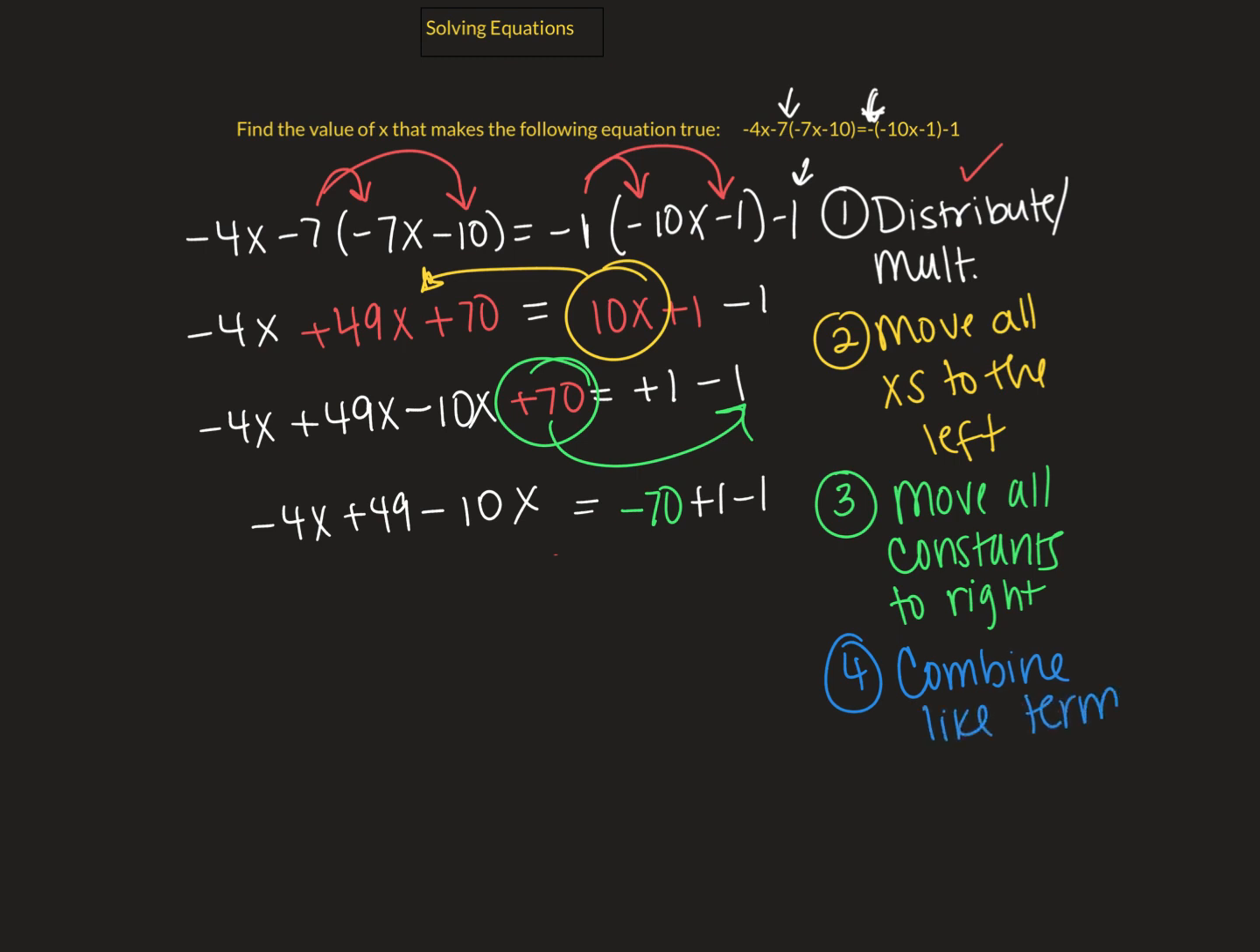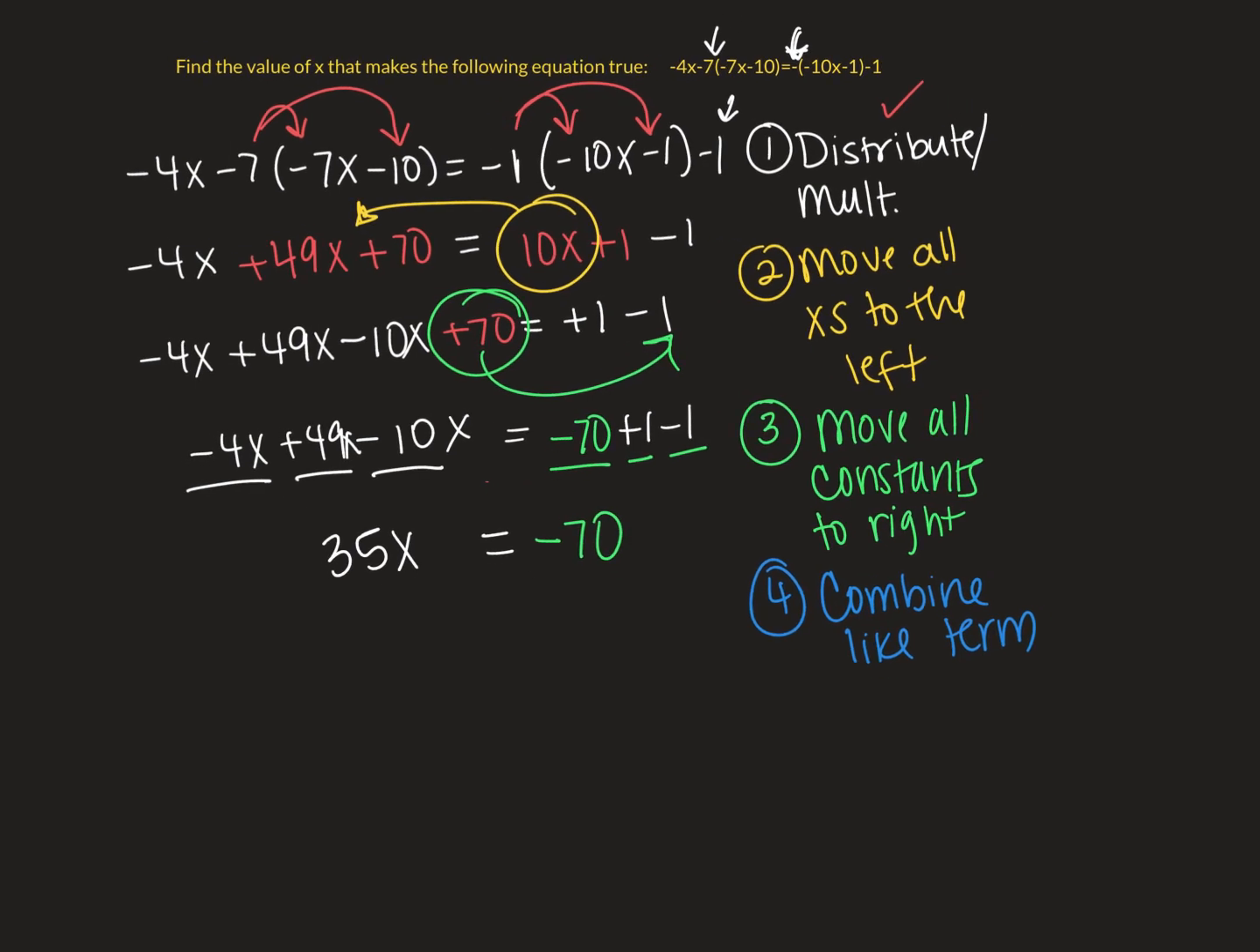So combine like terms, we want to do all the x's. So negative 4 plus 49 minus 10. That's going to give me a 35x on the left side. On the right side, I'm going to do negative 70 plus 1 minus 1. And that's just going to be a negative 70 right there. So I combined all my like terms on each side of the equation.